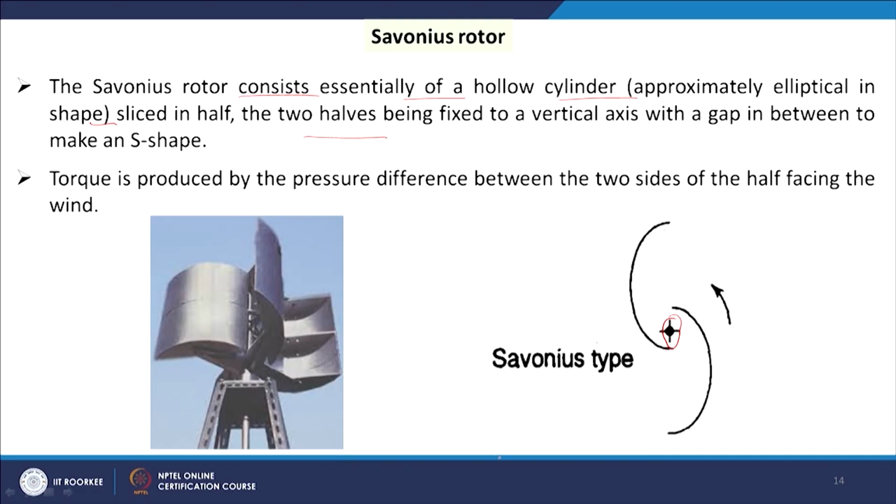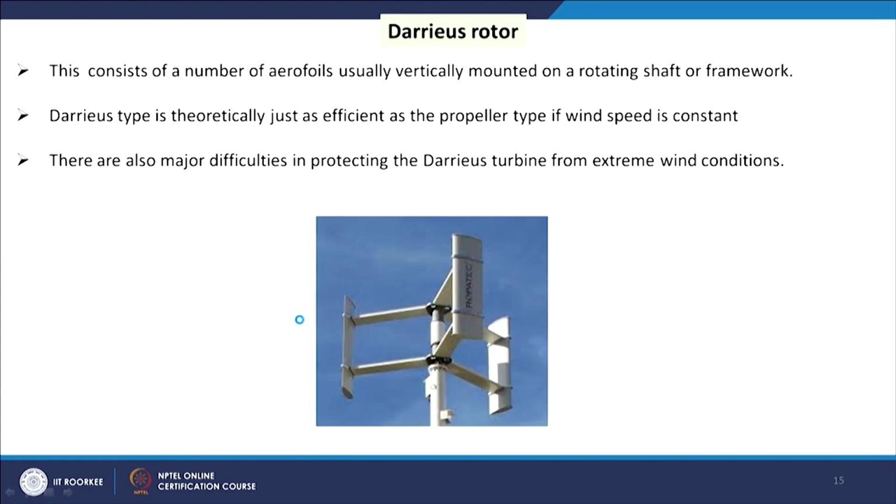The torque is produced by the pressure difference between the two sides of the hub facing the wind. So, here the drag force helps to rotate the rotor, the blades. But in case of the Darrieus rotor, this consists of a number of aerofoils. So, when air is coming here, there will be some lift. So, lift will help to move the rotor and the blades.